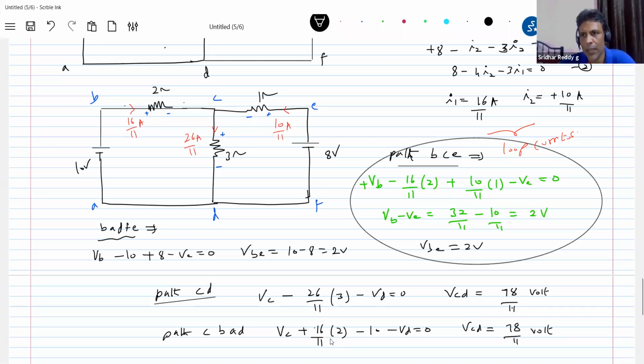So what are the paths? One path will be like this, VCD. What is the other path? VC plus IR drop here. Why? Because I'm moving from low to higher potential. Then fall in EMF from positive to negative terminal, minus 10, minus VD equal to 0. You can pick up another path like C, E, F, D. Again, you'll get the same answer.